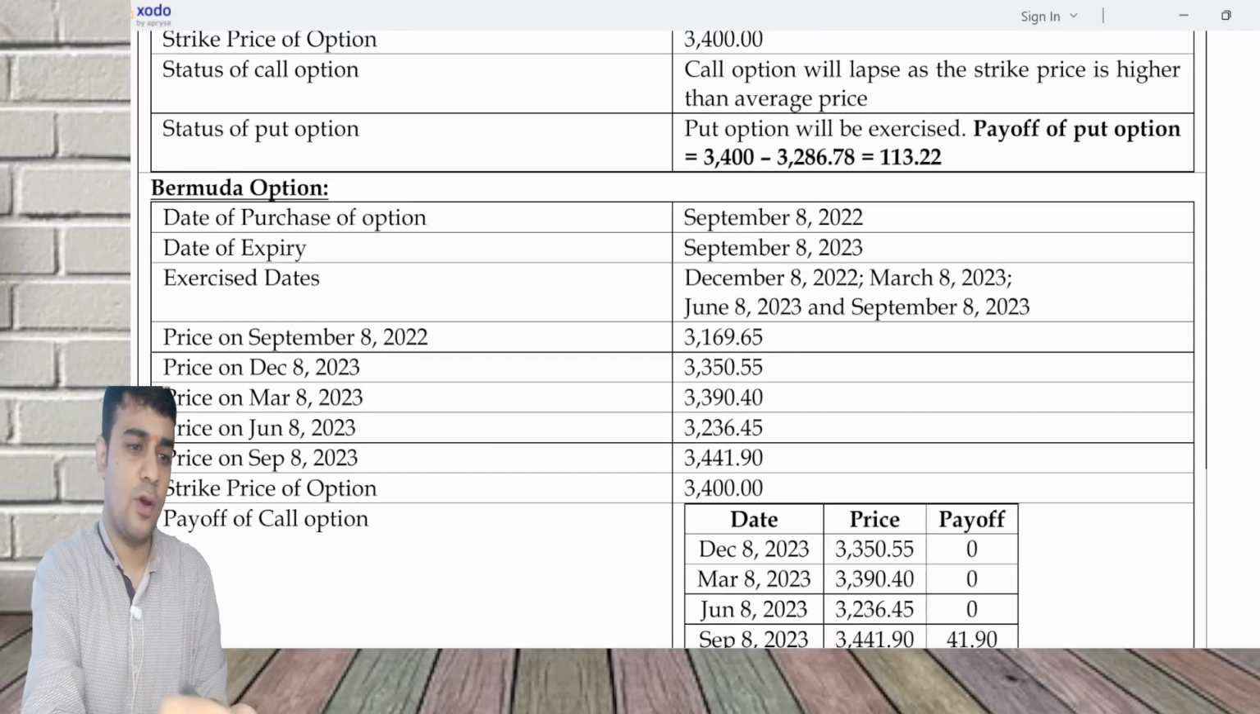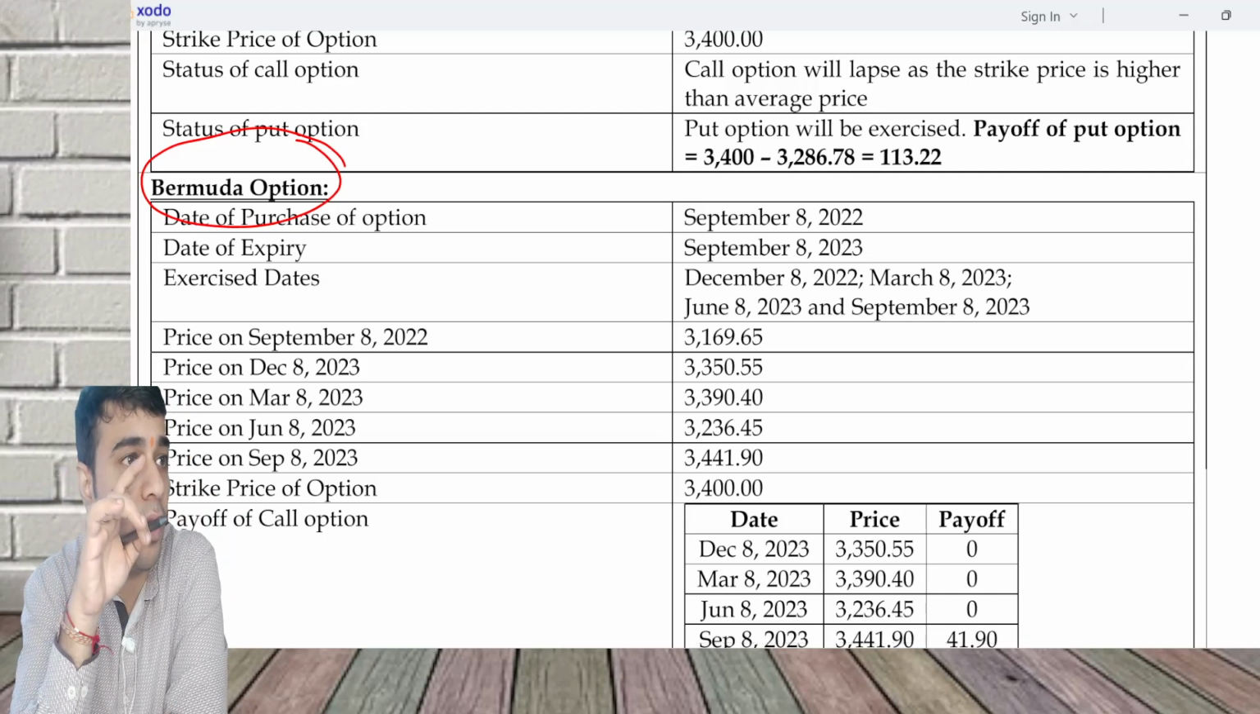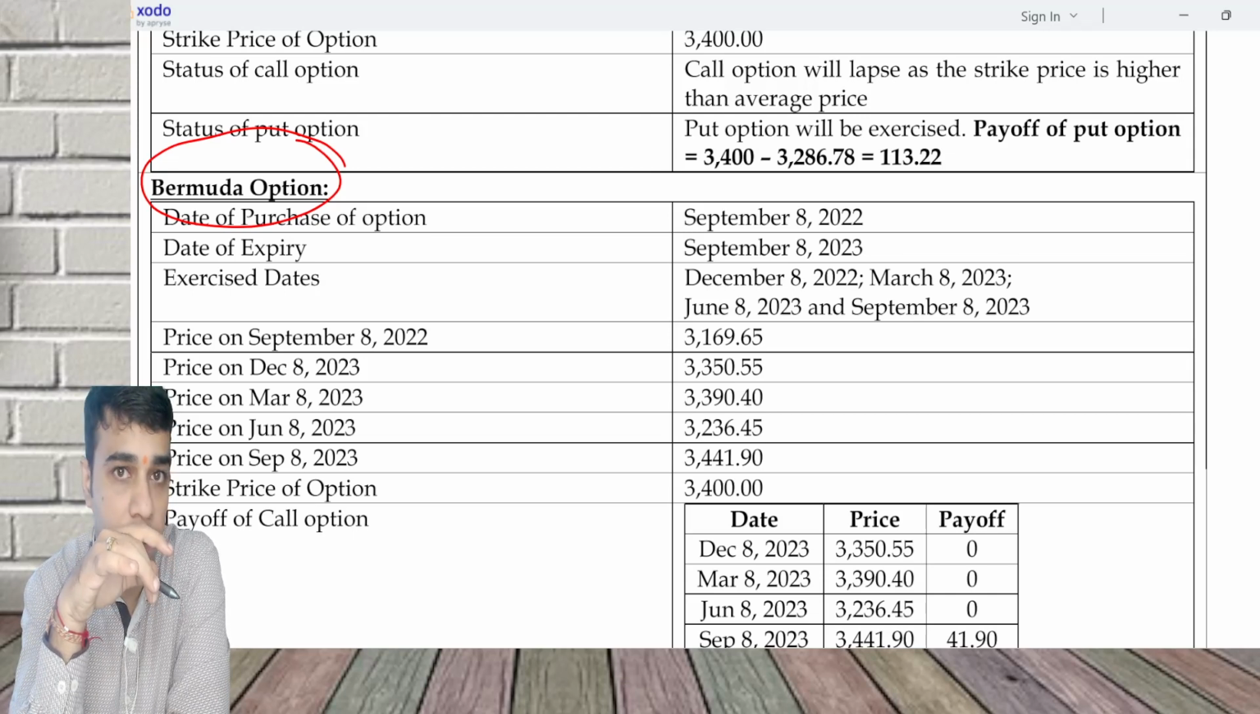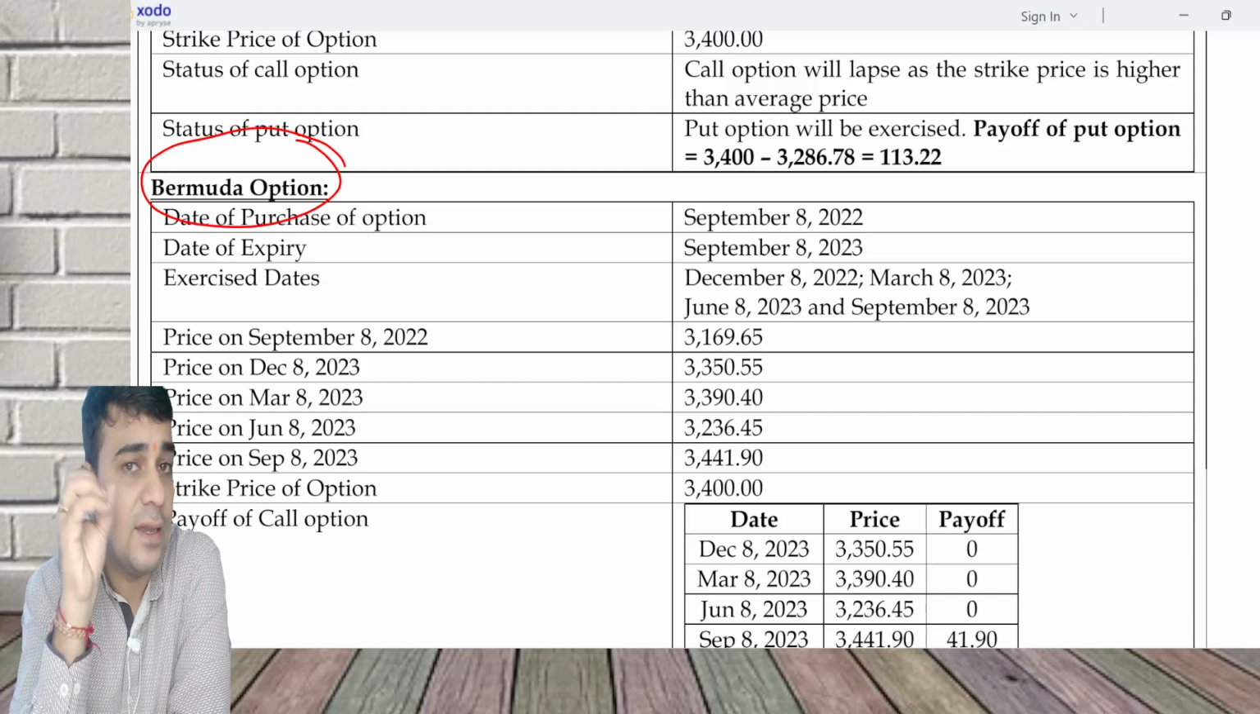Okay, next is called the Bermuda option. This is somewhere in between. There's something called an American option and something called a European option. When can an American option be exercised? Anytime. A European option, only at the end. What a Bermuda option says is you can exercise on 3 different dates, 4 different dates, 10 different dates, 15 different dates.